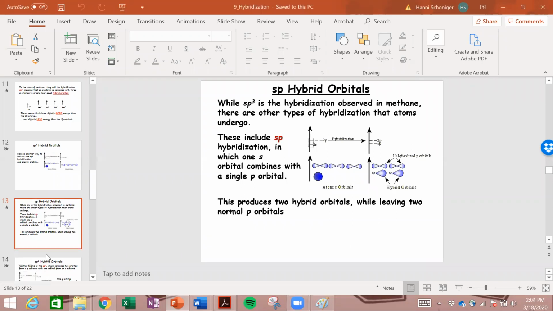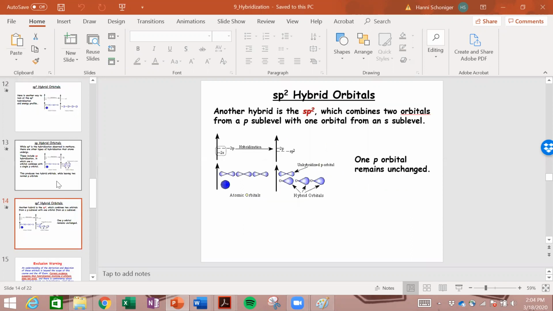All right. The next slide is sp2 hybridization. And so again, we take one of our s's, that one s shape, and then 2 of our p shapes now. And so that's going to create sp2, sp2, sp2. And then it leaves that 3rd p by itself, right? There's one that remains unchanged.